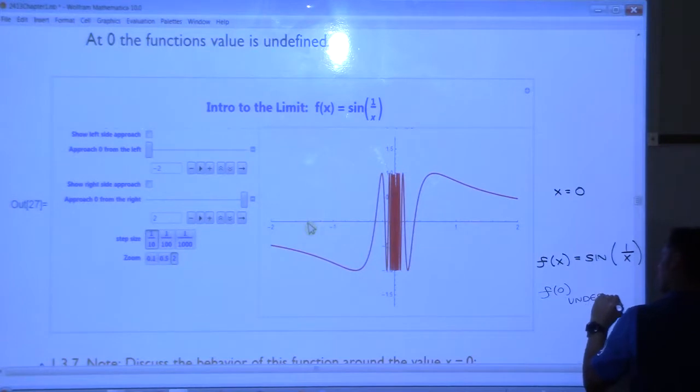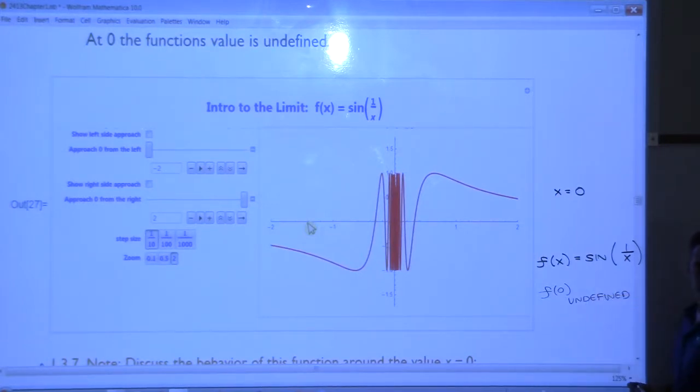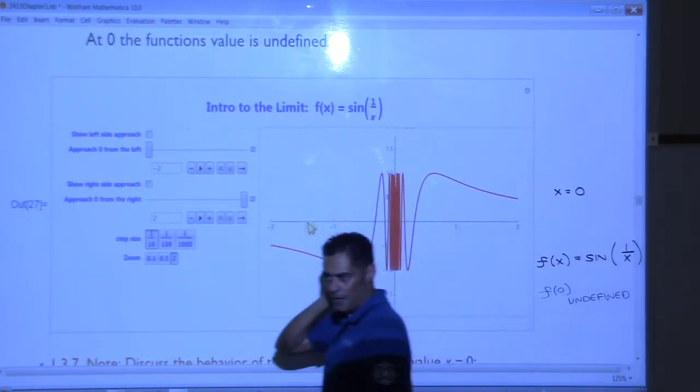So is there a hole that we just can't see? We just can't see it. Okay? You can't see the hole, but it's there.